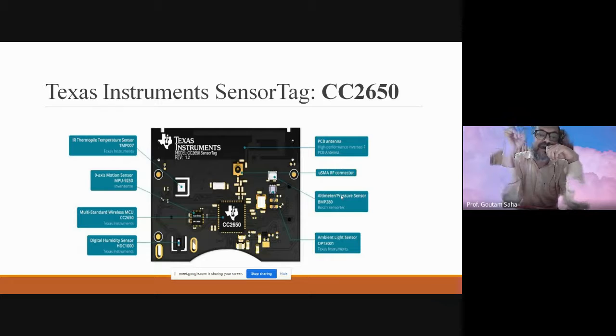This thing, an IR thermopile temperature sensor is there, a 9-axis motion sensor is there. You see, the standard wireless MCU is also there. These are humidity sensors, the ambient light sensor is there, the pressure sensor is there, and there is also an internal microstrip antenna, and one RF is also there. So the communication device along with six sensors, a fantastic thing. You should work with these things so that you can do your research at very low cost.